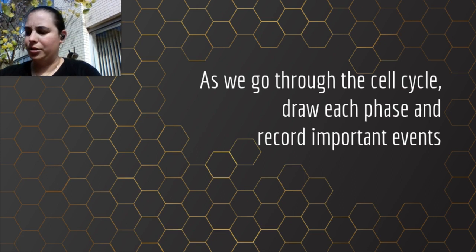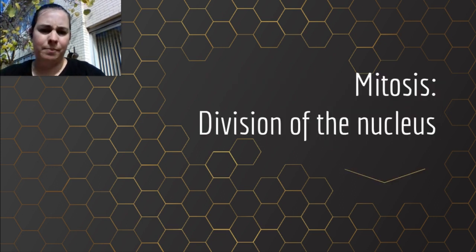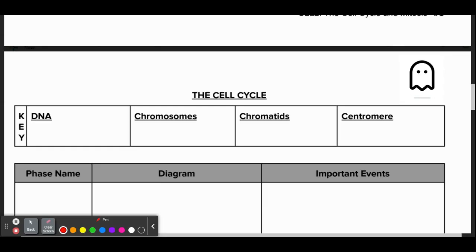So I'm going to turn to Ghost Miss Judd to help us with our key that we need to add. When we diagram the cell cycle in mitosis, we're going to look at the movement of four things: DNA in the form of chromosomes, the movement of chromatids, and what a centromere is. So let's go ahead and do a simple key so we remember what each one looks like.